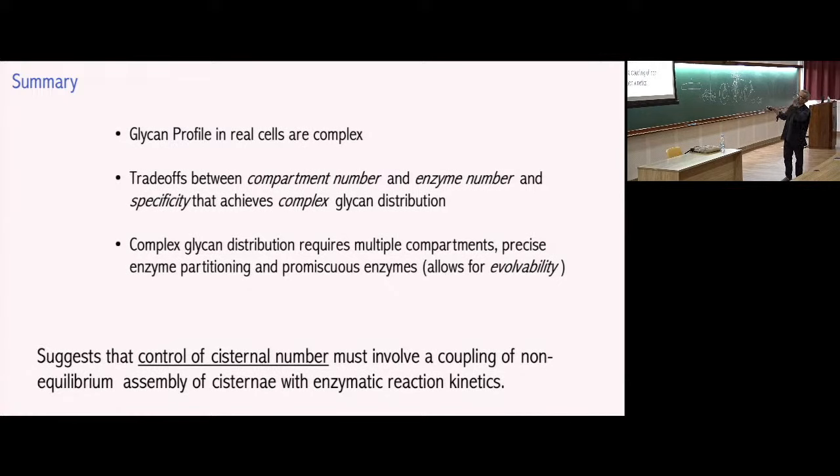What this analysis suggests is that the control of cisternal number, compartment number, must involve a coupling of non-equilibrium assembly of cisterna, as I described in the last 2 lectures, together with enzymatic reaction kinetics. Okay? And this is what we would like to do in the future, because our study here suggests that you need to couple both the enzyme kinetics and the kind of membrane morphologies and kinetic theory that I talked about earlier.